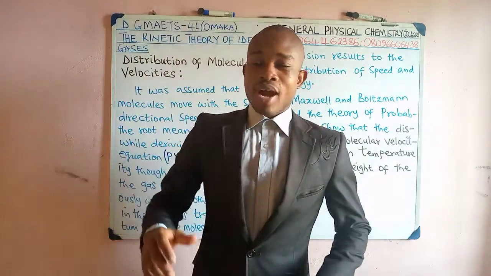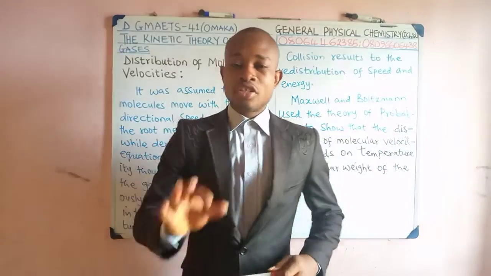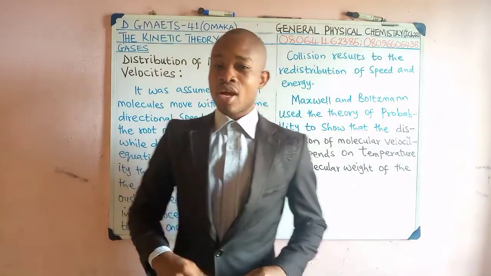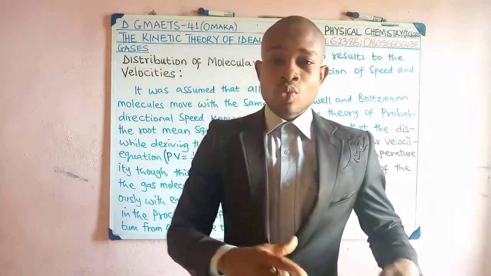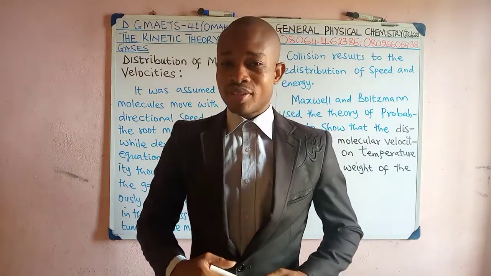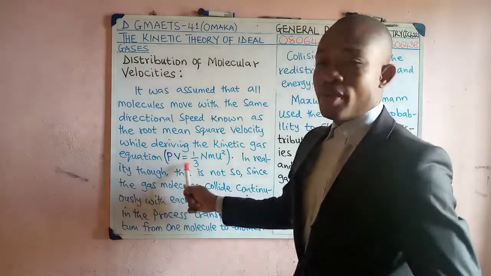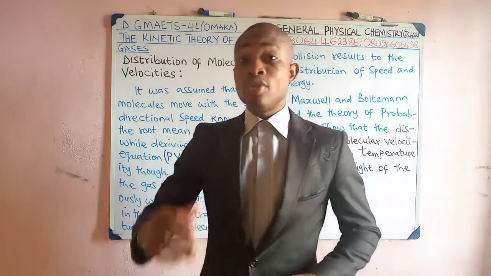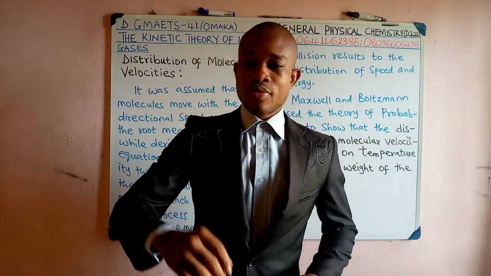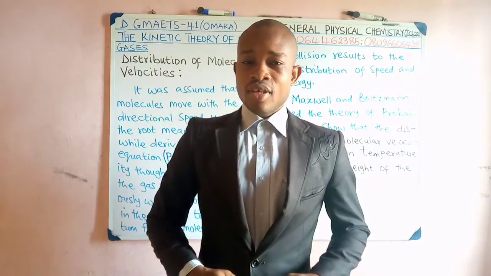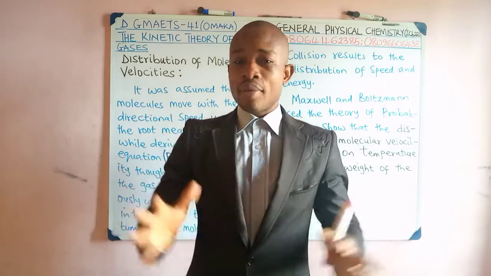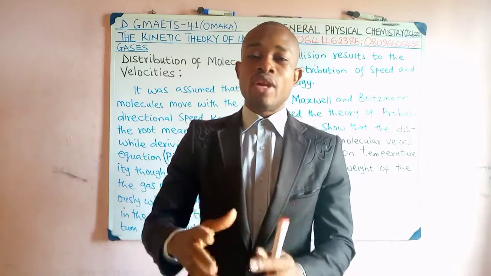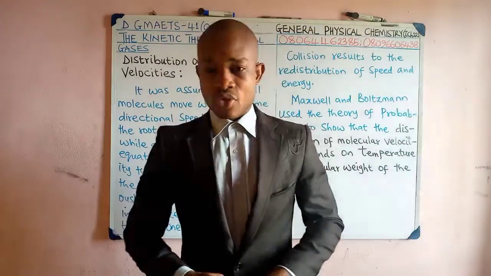In this video, our focus is on distribution of molecular velocities. You would recall when we derived the kinetic gas equation, that's the pressure of an ideal gas, PV equal to 1/3 nmu squared, where u is the mean square velocity. It was assumed that the gas molecules in the given gas system, all of them move with the same speed, the same velocity in their given directions.